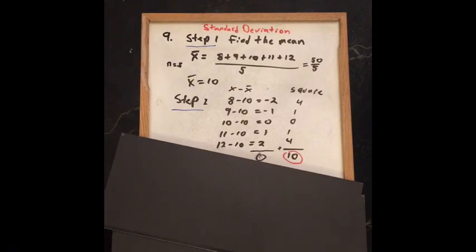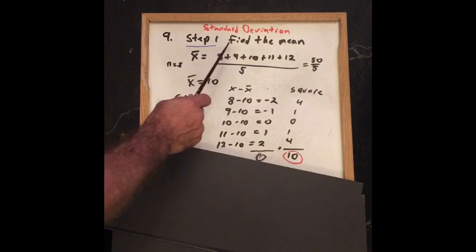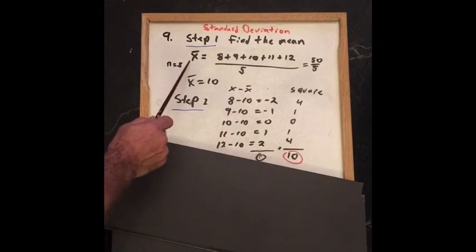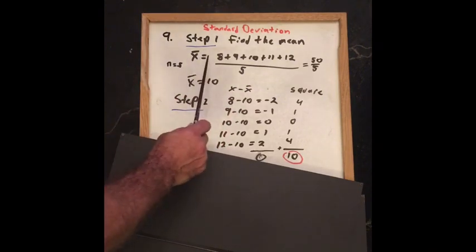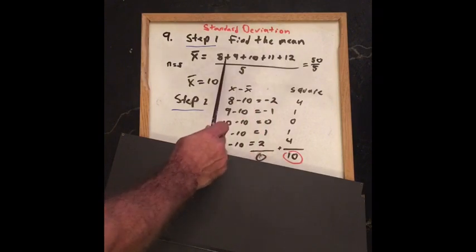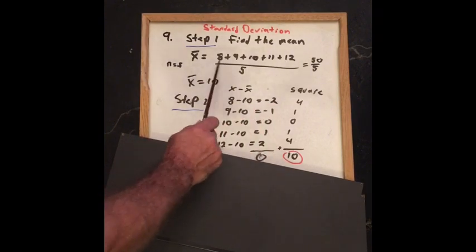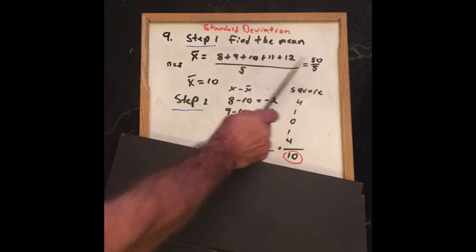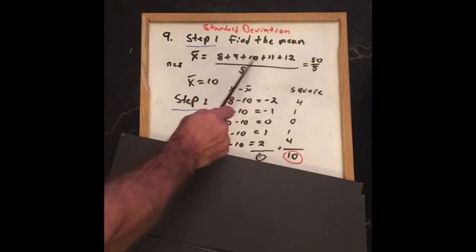Okay, for problem 9, we're going to find the standard deviation. First step is to find the mean, also called x with a bar on top of it. So for problem 9, I took the data points. There's n equals 5, adds up to 50, divided by 5, which is 10. Of course, I think you can see the mean was 10 anyways on this one.